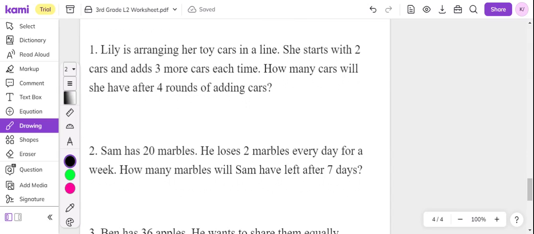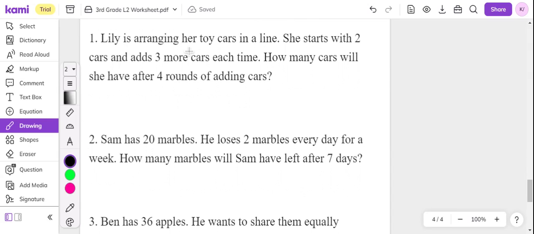On to word problems. Number 1. Lily is arranging her toy cars in a line. She starts with 2 cars and adds 3 more cars each time. How many cars will she have after 4 rounds of adding cars?